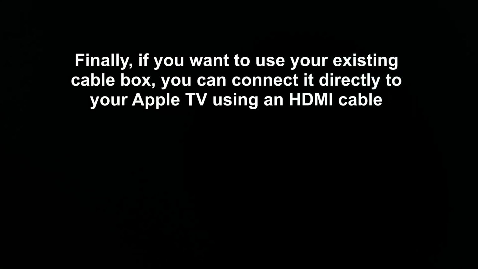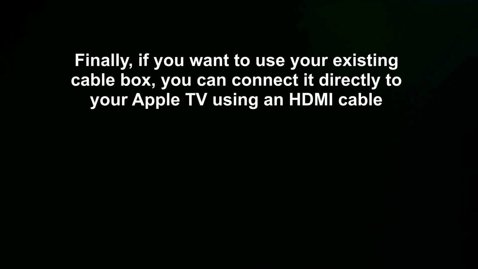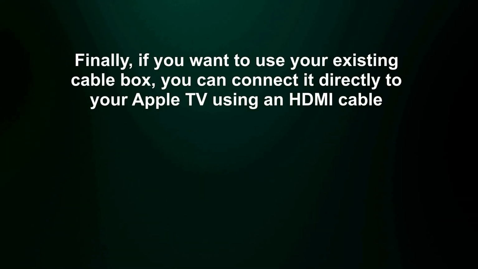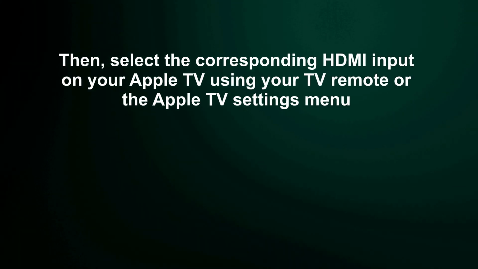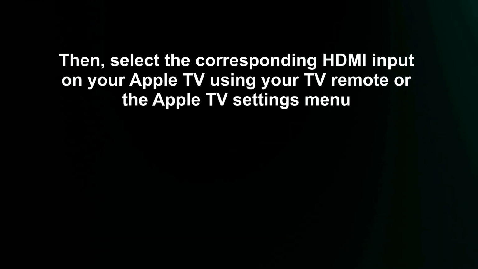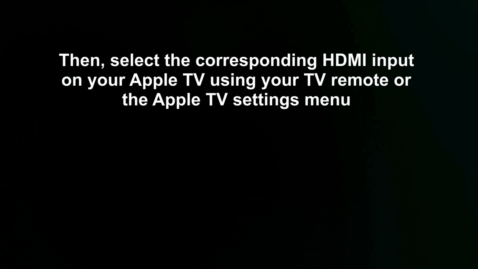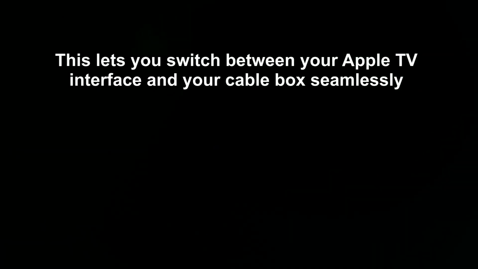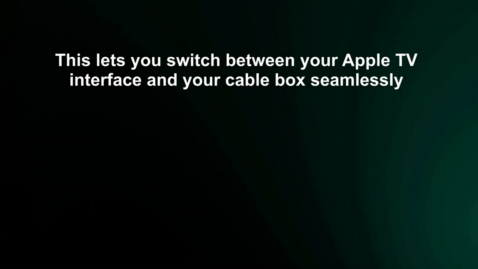Finally, if you want to use your existing cable box, you can connect it directly to your Apple TV using an HDMI cable. Then, select the corresponding HDMI input on your Apple TV using your TV remote or the Apple TV settings menu. This lets you switch between your Apple TV interface and your cable box seamlessly.